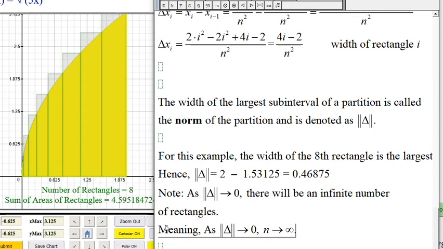And then the converse of this is not always true, meaning we cannot say that as n approaches infinity, the norm will approach 0. In general, it's not true, because there are examples where n approaches infinity, but the norm does not approach 0.